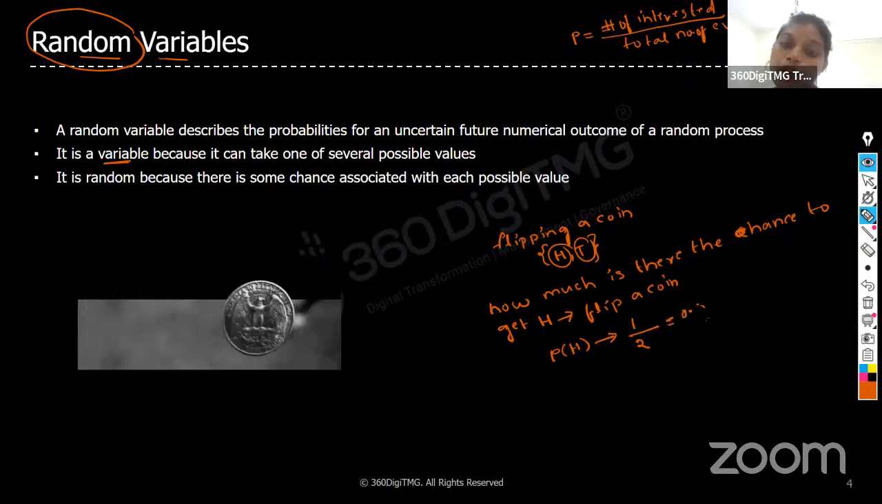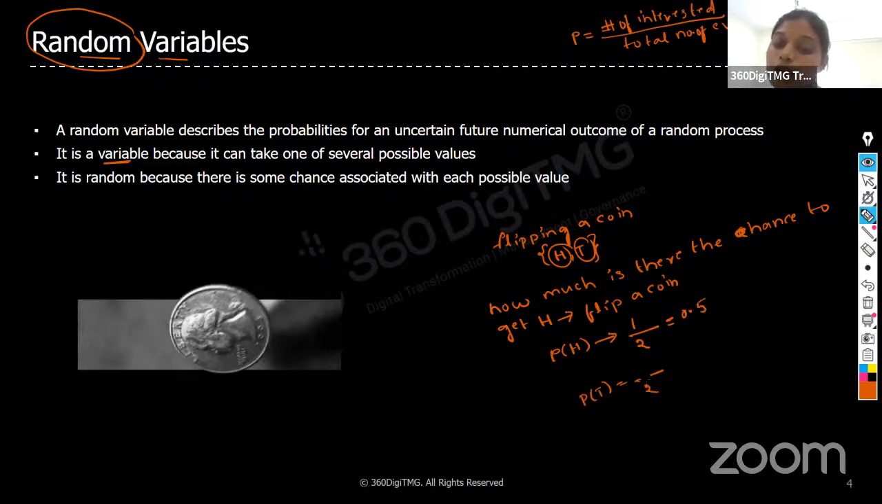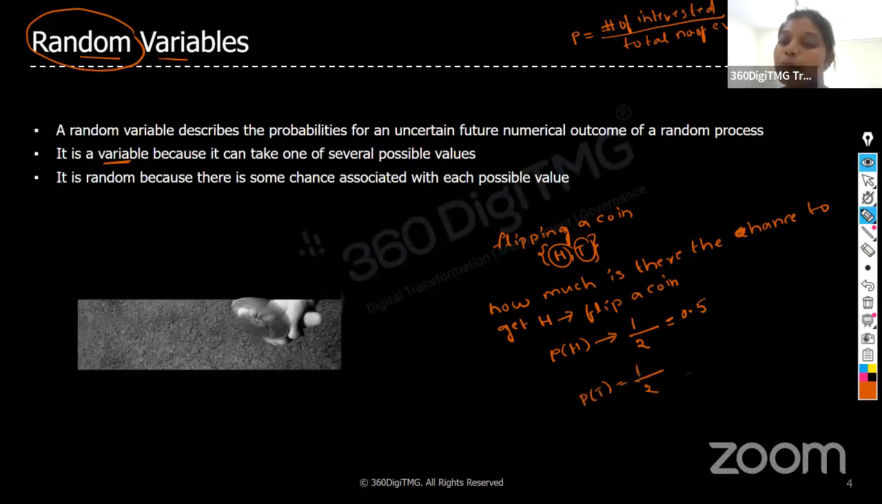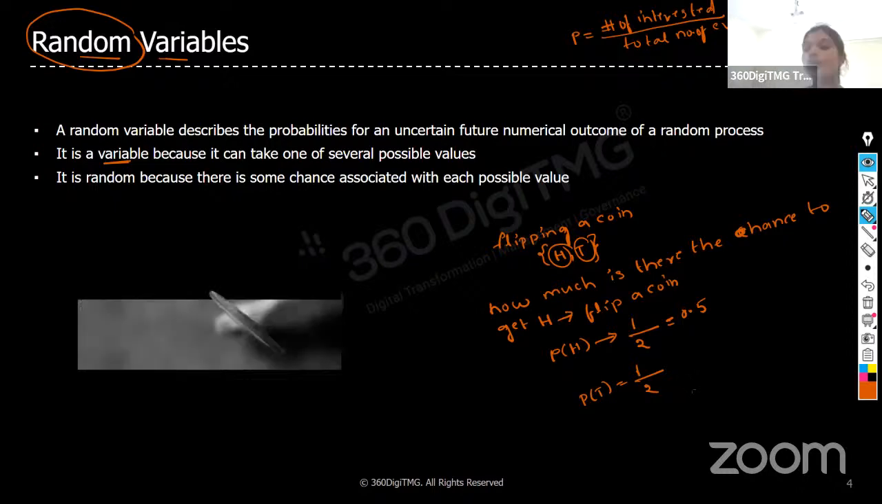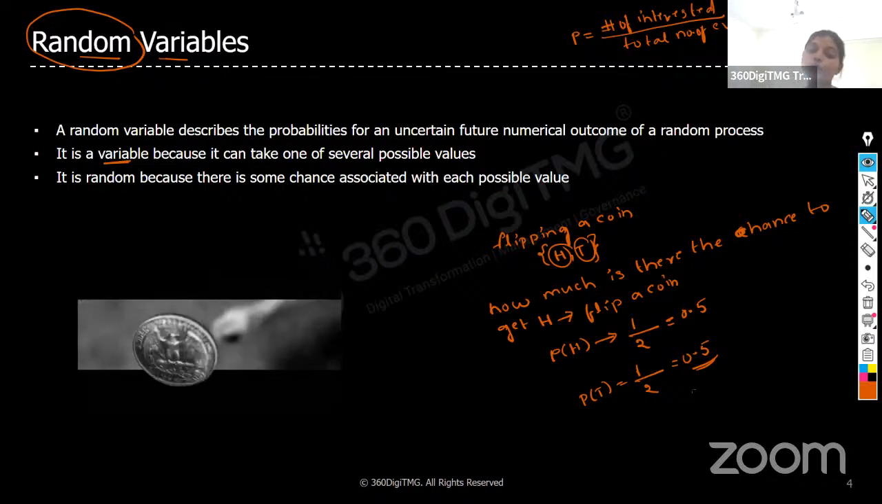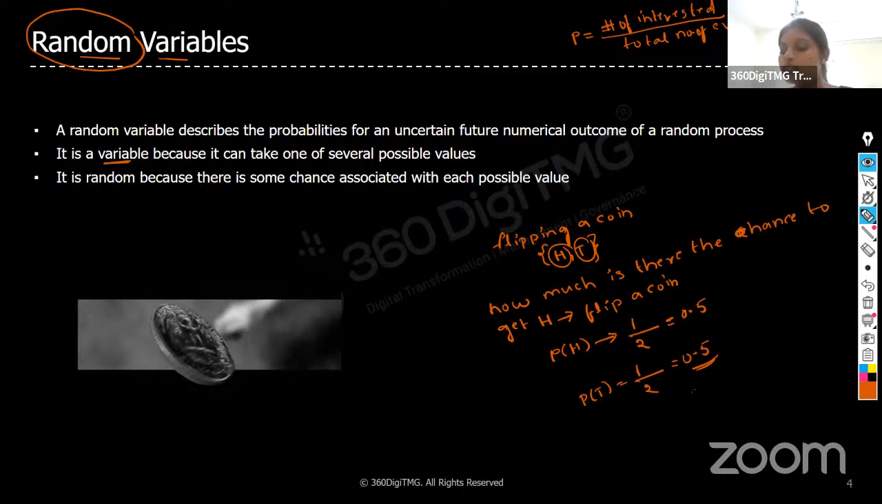And the probability of tails is also the same. So there are 2 possible outcomes, heads and tails. Out of this, tails is 1. So 1/2, that is 0.5. What is it? When you are flipping a coin, you have 2 possible values or 2 possible outcomes, that is heads or tails.